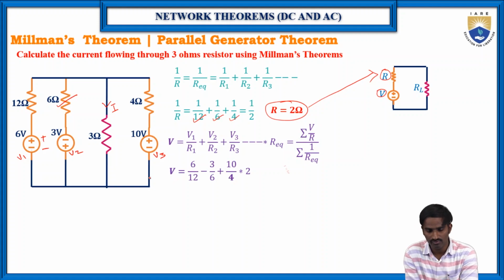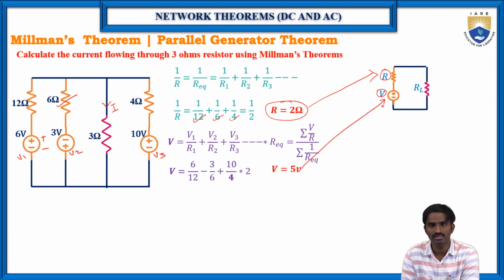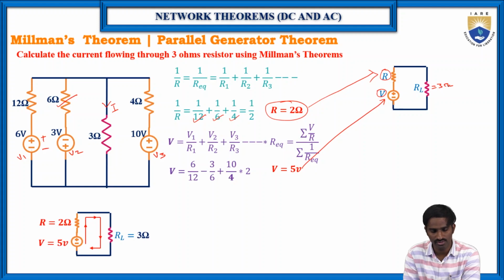So the value of V here is 5 volts. Then we place the V value in this particular circuit. Now we need to find the current flowing through 3 ohms, because here RL is 3 ohms. By using this equation, the current flowing through the 3 ohms is equal to the total voltage V divided by the total resistance R plus RL, so 5 by 2 plus 3, which is equal to 1 ampere.